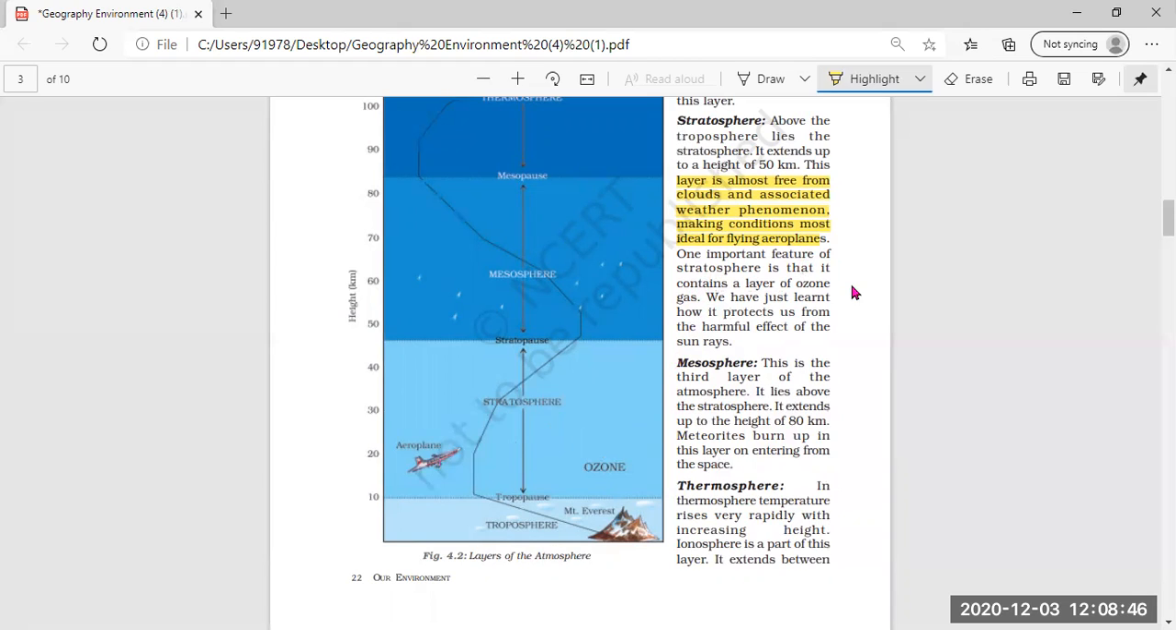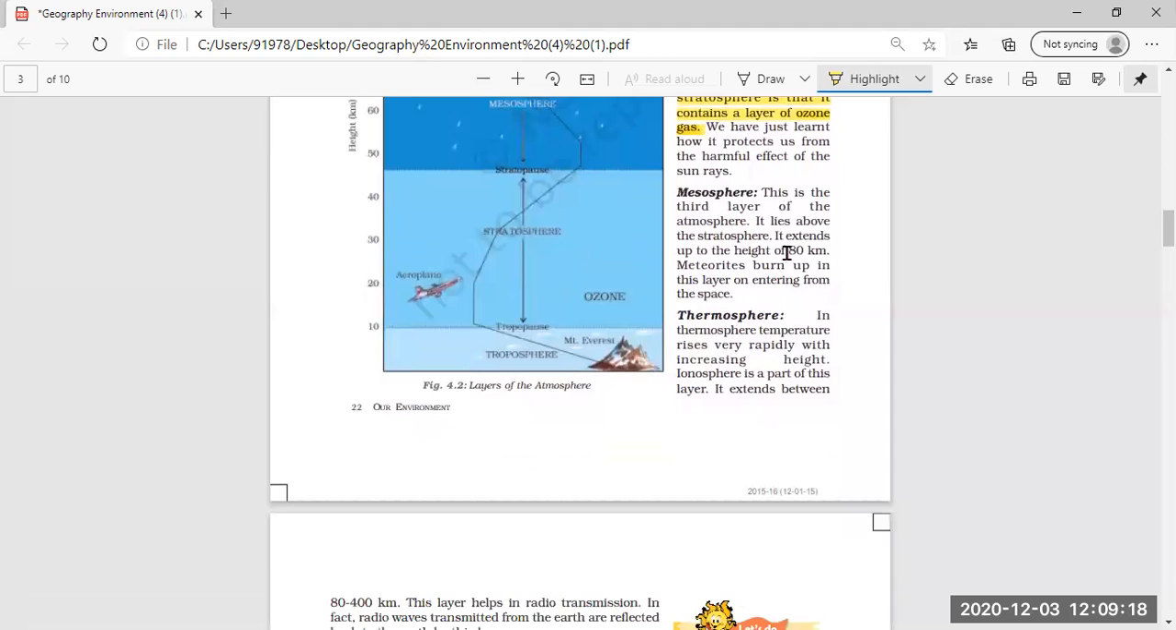The important feature of the stratosphere is that it contains the layer of ozone gas. So which is the important feature of the stratosphere? This layer contains the ozone gas also. And we have just learned how it protects us from the harmful effects of the sun rays. We already understood on the previous page how the ozone layer protects us human beings from the harmful effect of the sun rays.